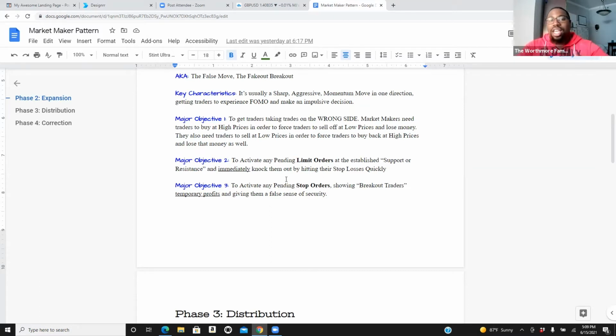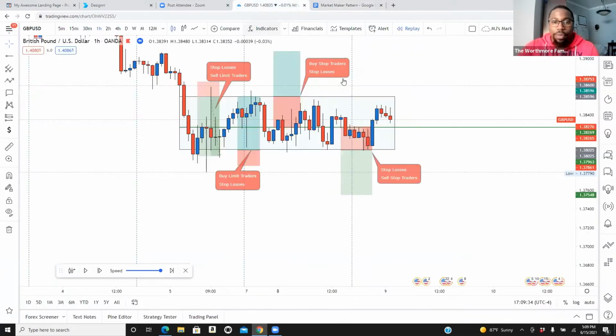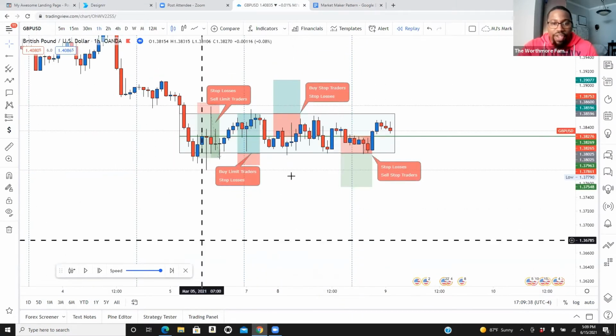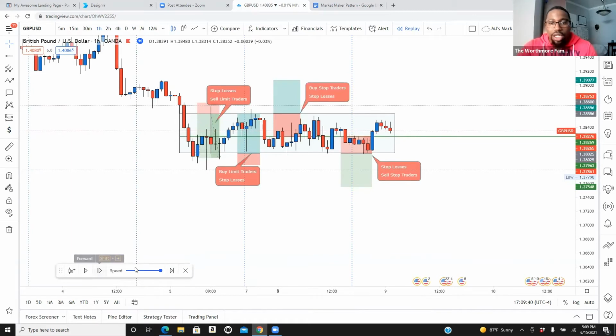So now we want to see the expansion move. You'll either see expansion to the high, breaking the high of the consolidation, aka the accumulation, right? You'll see expansion of the high, or you'll see an expansion of the low. So let's play this out a little bit, okay? So once again, we've got our accumulation phase here. We've got all of our orders set. Let's look at what happened.